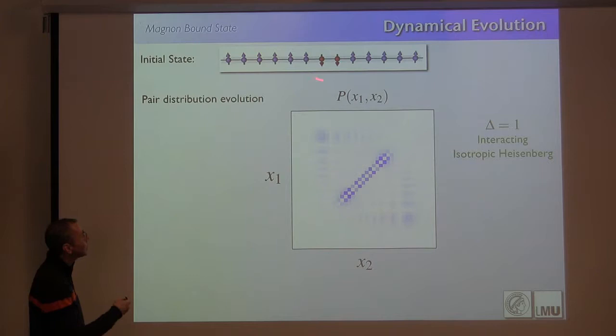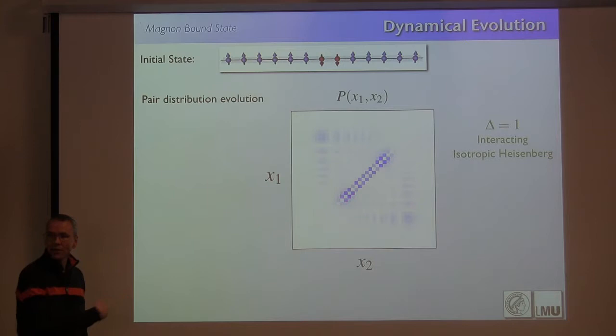And since we're not creating the perfect eigenstate in this case, we have to decompose this initial state into all the states, and some of them are these non-spreading states, but most of them actually are pretty well these bound magnon states. And this gets even better if the interactions become stronger.